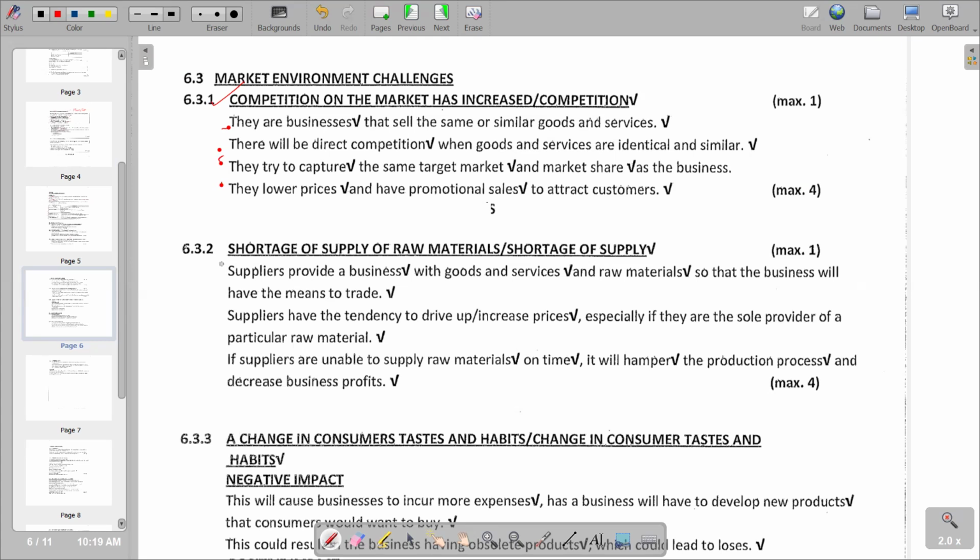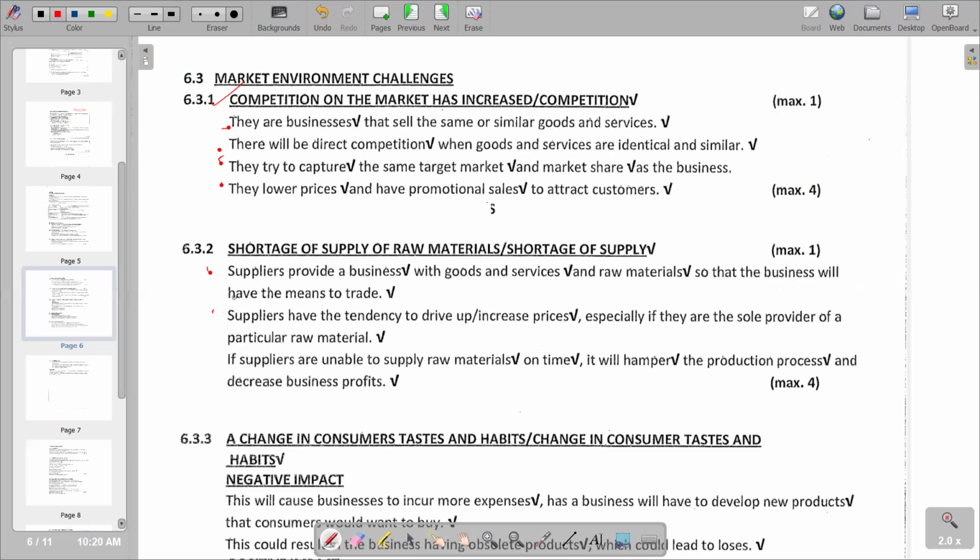The first point is saying suppliers provide a business with goods, services and raw materials so that the businesses will have the means to trade. And then the second point, suppliers have the tendency to drive up or increase prices, especially if they are the sole provider of a particular raw material. Obviously, if they want to drive up the prices, they are going to adjust the level of supply that they are providing to the businesses. Remember, we have the forces of supply and demand.